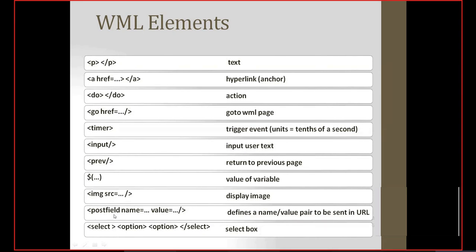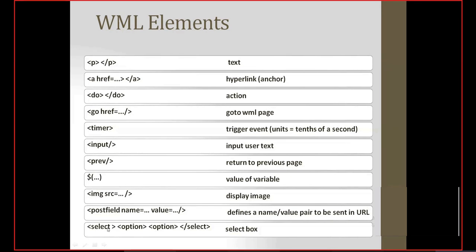The postfield tag is used to set the parameters present in the URL. We know that whenever we have to pass some information from the current page to another page, we mention the URL parameters, right? So in case of WML, we use the postfield tag, then specify the name of the variable as the name attribute, and the value for that variable as the value attribute. Understood? So that is the use of the postfield tag.